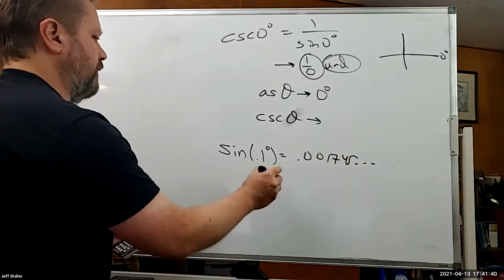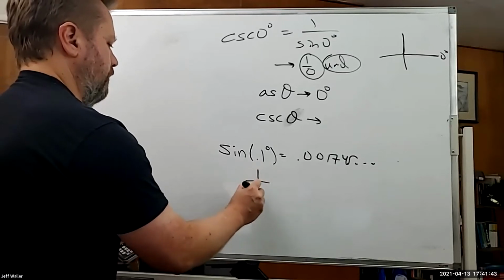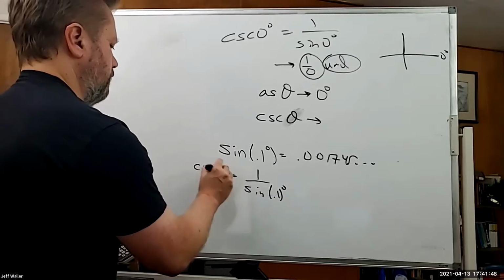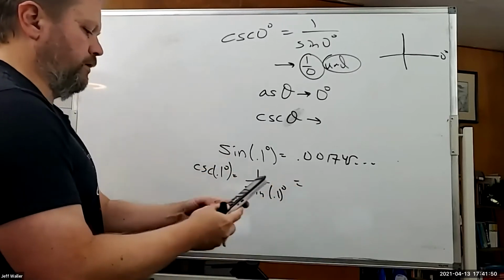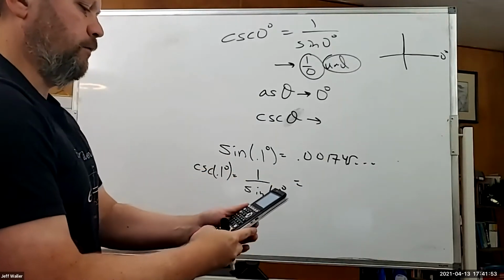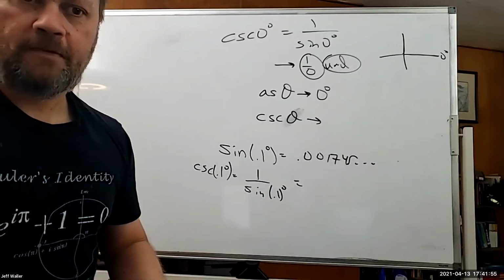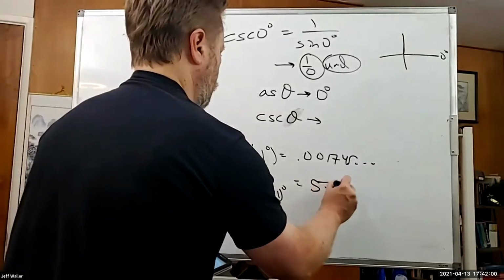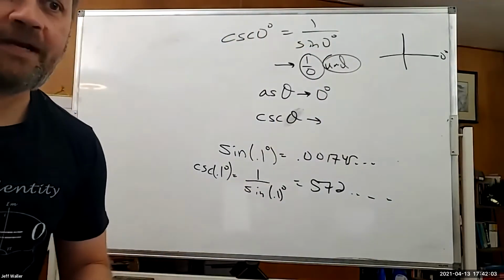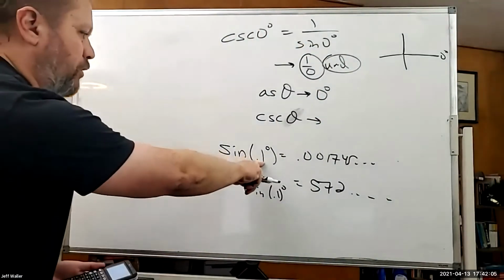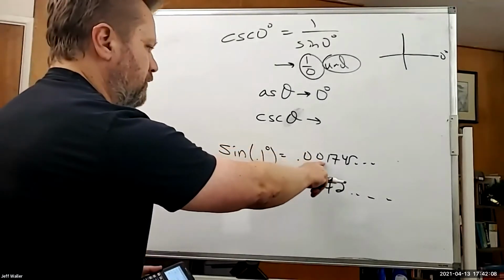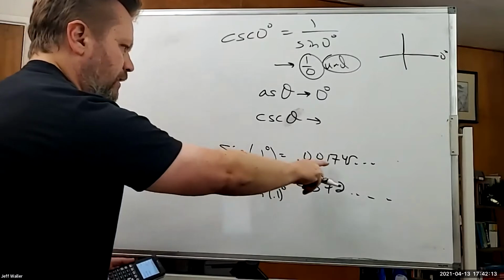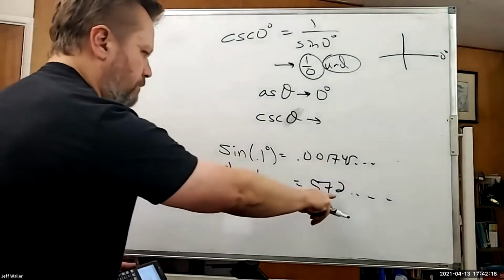Now, what's 1 divided by that, which would be the cosecant? If you do 1 divided by what you just did, what do you get? 572. Who cares? It's huge. It's crazy big. So what's going to happen when I get even closer to 0? Sine is going to get even smaller because sine hates it at 0. It's going to go to 0, which means this is going to get bigger.